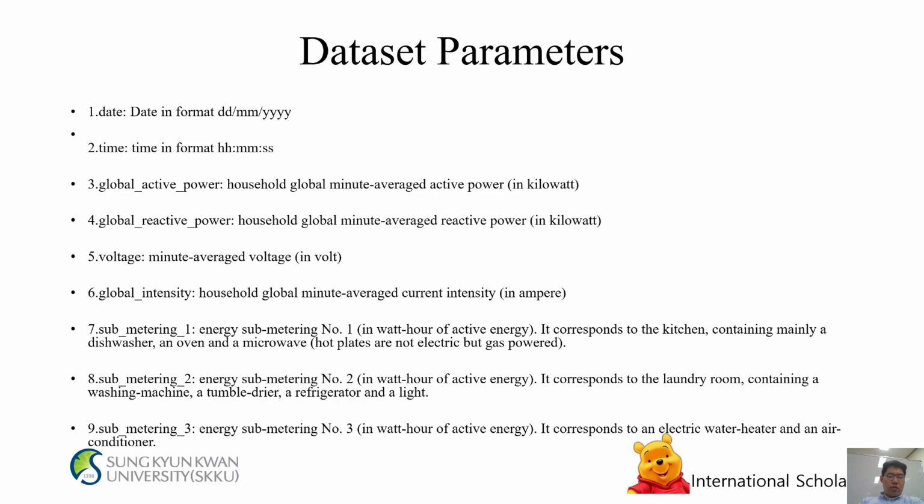First, date information: day, month, and year. Second, time information: hour, minutes, and second. Third, global active power: household global minute-averaged active power in kilowatts. Fourth, global reactive power: household global minute-averaged reactive power in kilowatts. Voltage: minute-averaged voltage in volts. Global intensity: household global minute-averaged current intensity in amperes. Submetering 1, submetering 2, submetering 3.